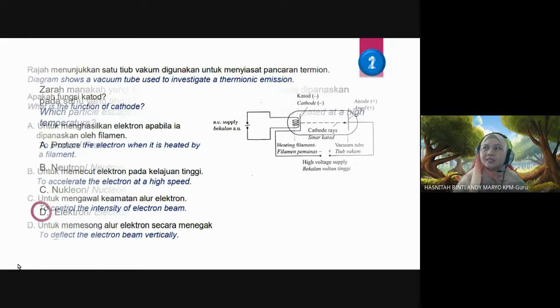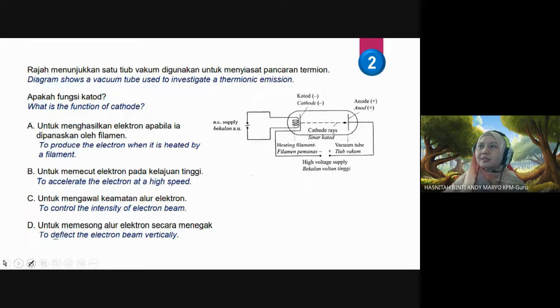Then second student, question number 2. This diagram shows the vacuum tube used to investigate the ionic emission. What is the function of the cathode, student? So where is the cathode? This is the cathode. What is the function of this cathode? Is it A, is it B, is it C, or is it D?